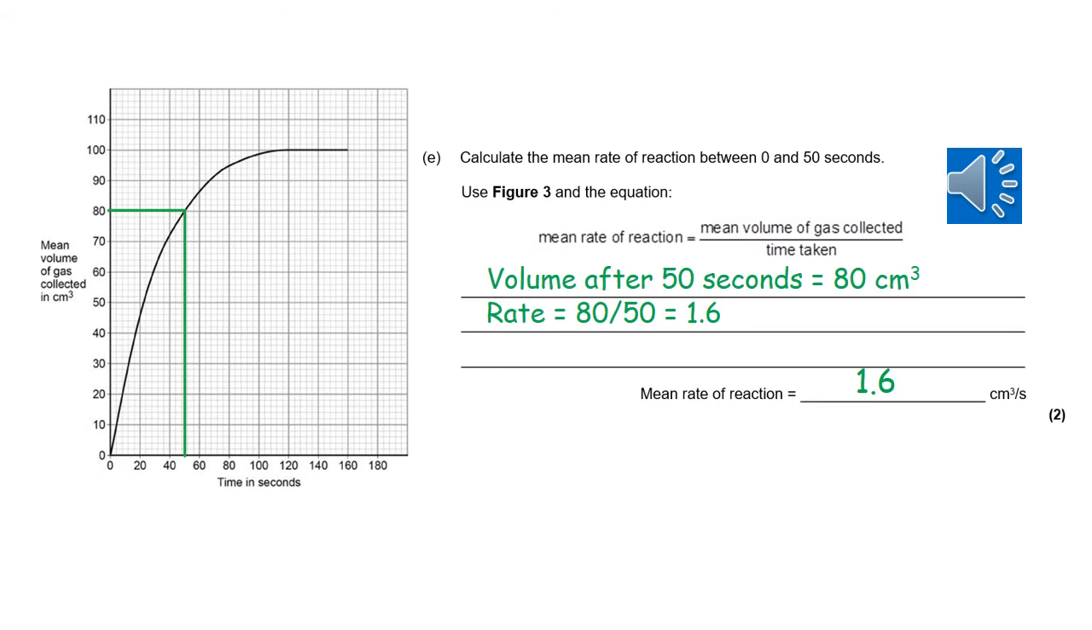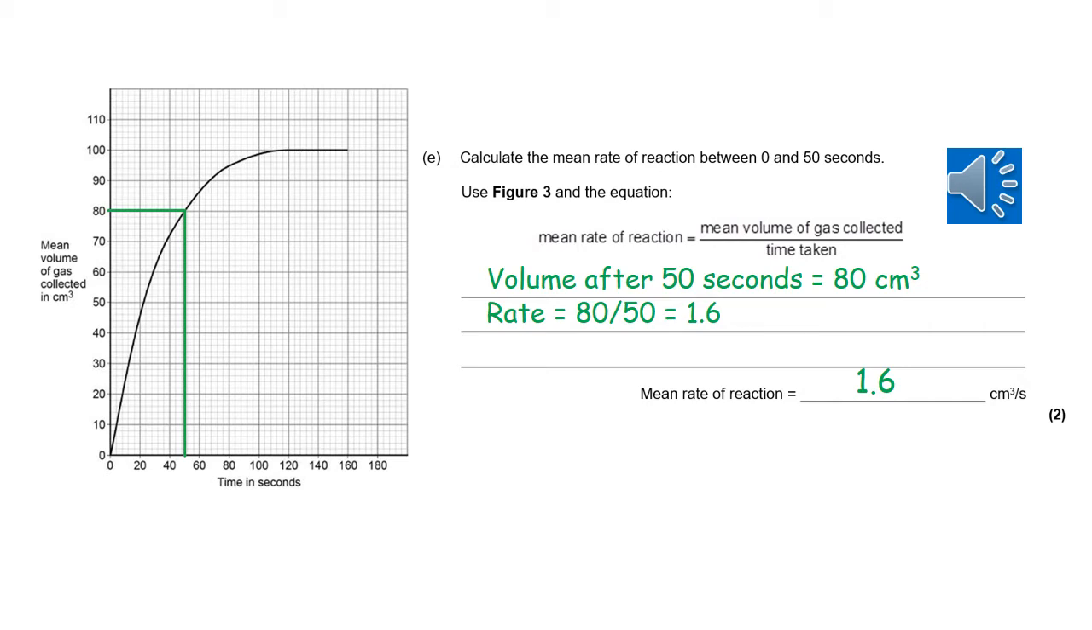Now it's essential in questions like this that you get into the habit of drawing lines onto the graph provided as I've done here. So you've been asked the rate of reaction between 0 and 50 seconds. So from the 50 seconds I've drawn a vertical line up to the curve and then turned left across onto the y-axis. So I've got 50 seconds corresponds to 80 cubic centimeters of gas.